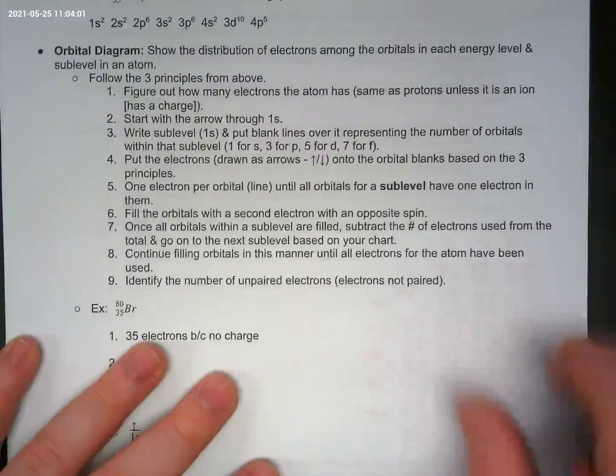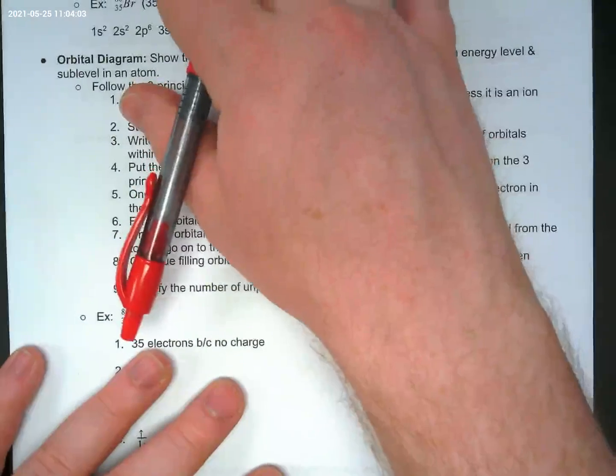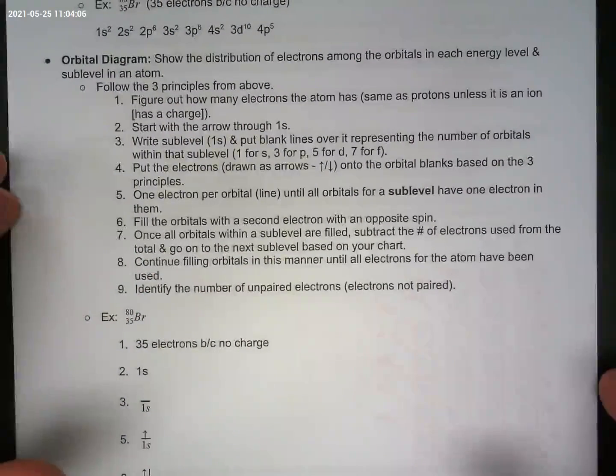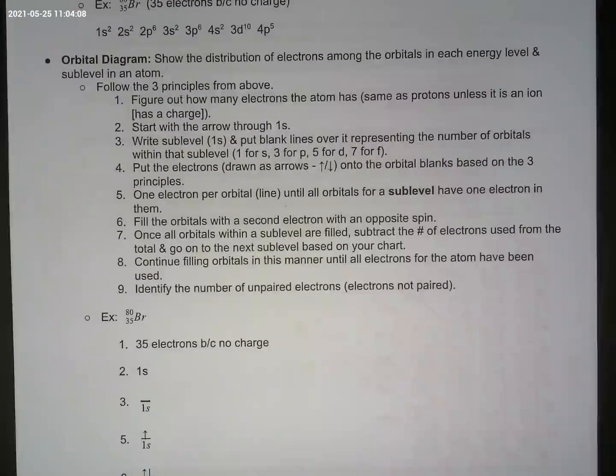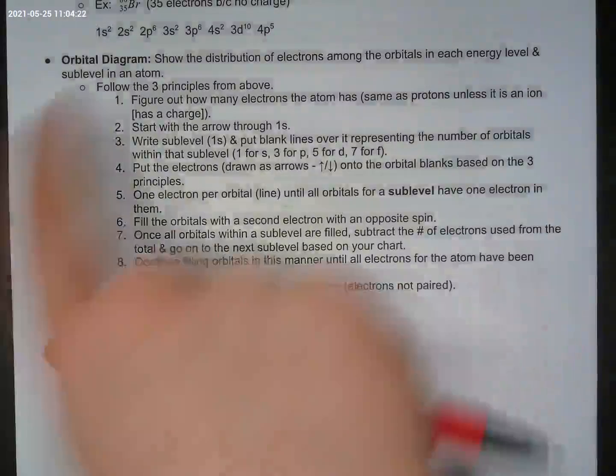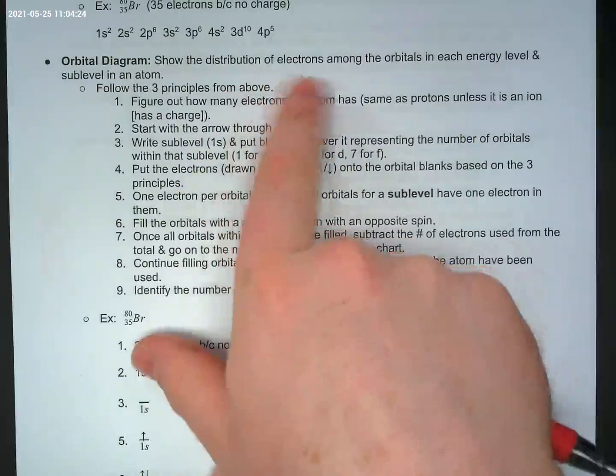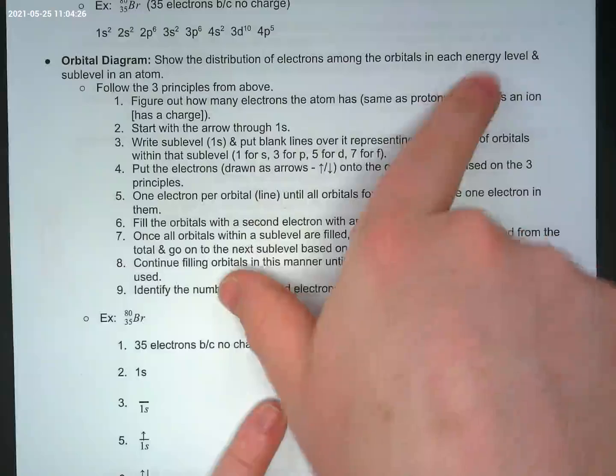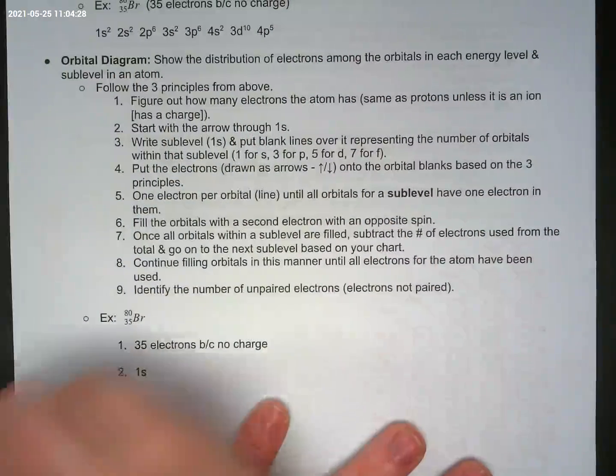Now, the orbital diagram isn't going to be like this weird hodgepodge of tossing together all of the orbitals that a particular element has. All we're showing is the electron configuration mixed with the spins and number of electrons physically that should be on each orbital. It's the distribution of electrons among the orbitals in each energy level and sublevel in an atom.